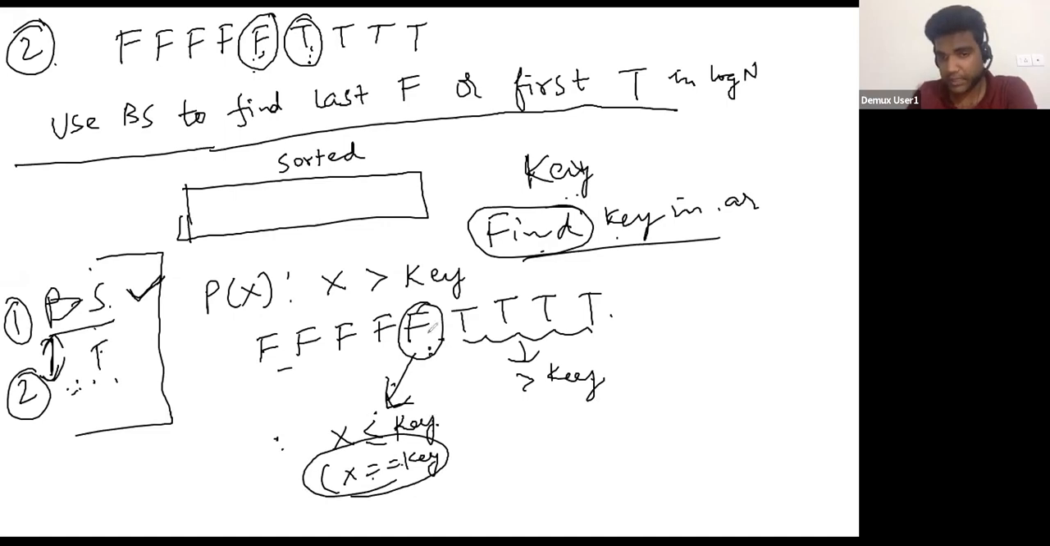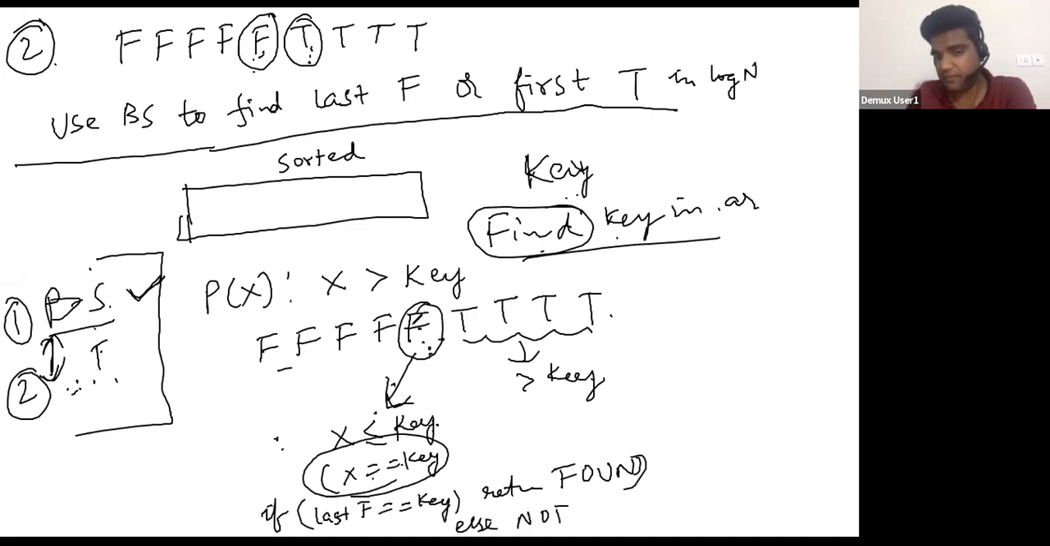Correct? So I can find the last F and I can check for that last F, that if that last F is actually equal to my key, then I can return found or the index, depending on what the question is asking. Else I can return not found. Because if this F is not equal to key, then definitely nothing else. Everything else here is less than the key.